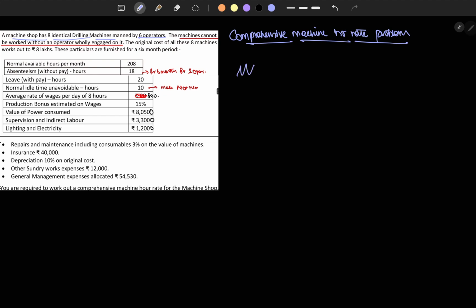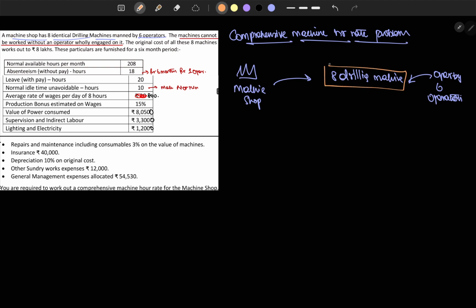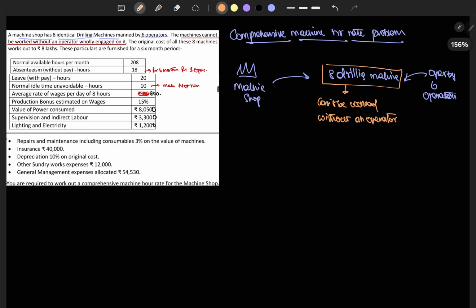There is a machine shop which has eight drilling machines, operated by six operators. A machine cannot be worked without an operator. What they have said is there is a machine shop, eight drilling machines are there, operated by six operators, and a machine can't be worked without an operator.